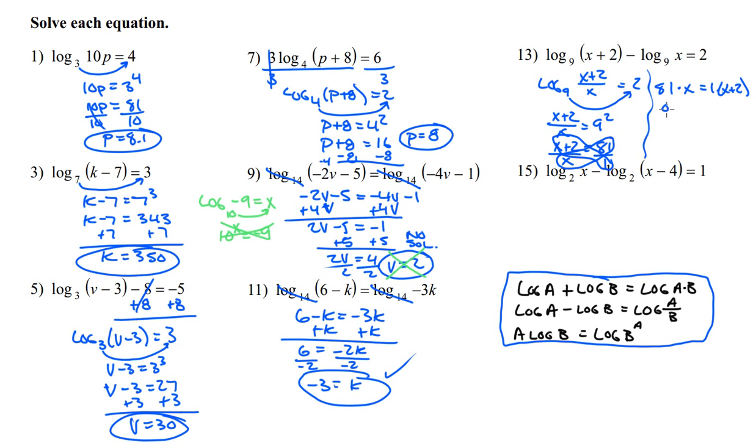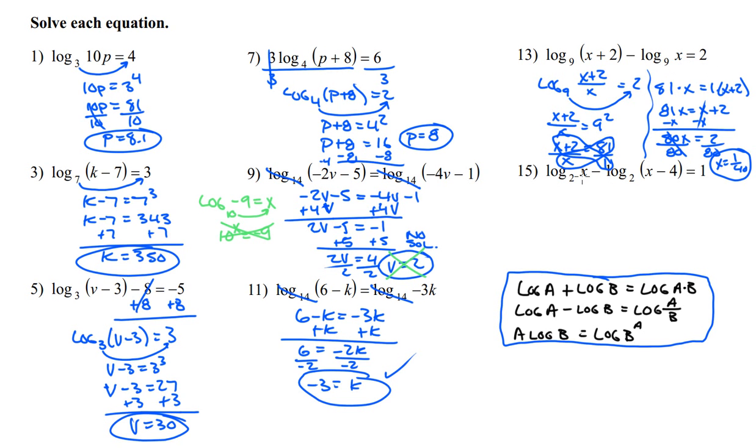So 81 times x is 81x. 1 times, distribute the 1 through, and we get x plus 2 back. I'm going to subtract x from both sides. And we get 2 equals 80x. Divide both sides by 80. And we get that x equals 1 over 40. Okay. 1 over 40 plus 2 is positive, and 1 over 40 is still positive, so they both work, so this answer is okay.